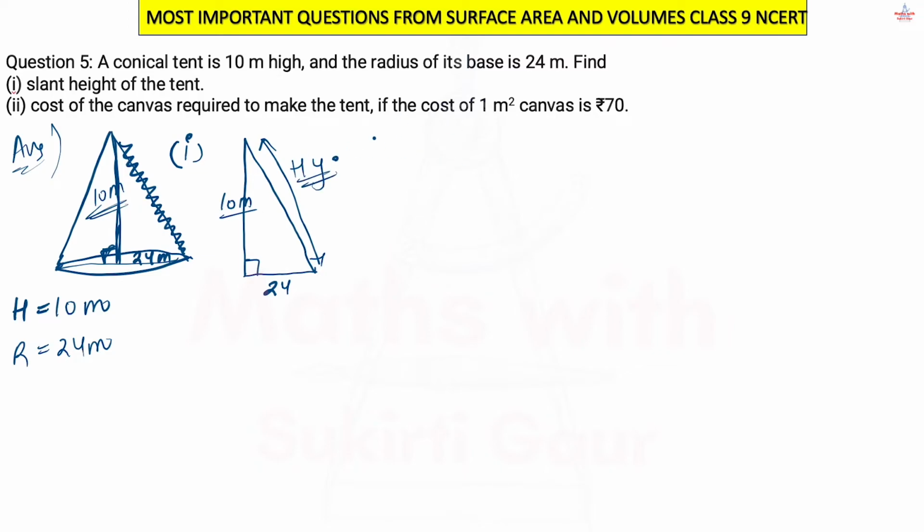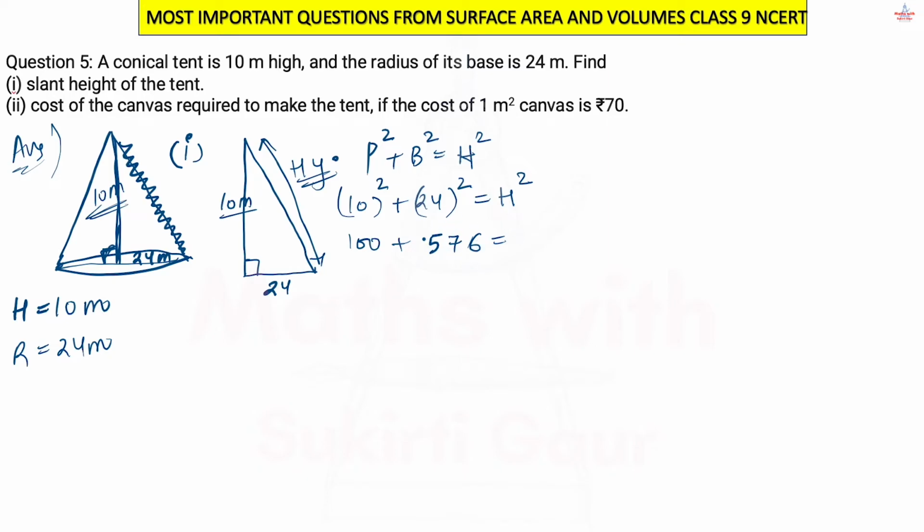What we will do? Just apply Pythagoras theorem. P square plus B square is equal to H square. Here P is 10, B is 24, square equals H square. 10 square is 100. 24 square is 576. I have this much experience that I have now learned all these squares, so you can also do that. But if you haven't learned the squares yet, you can do it on the side. H square as it is. Now 100 plus 576 will give you 676 equals H square. Now this I'll do for you.